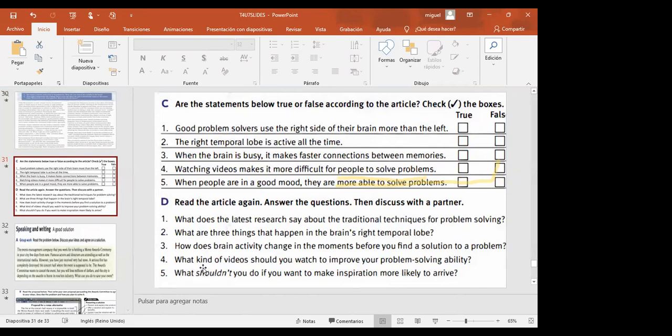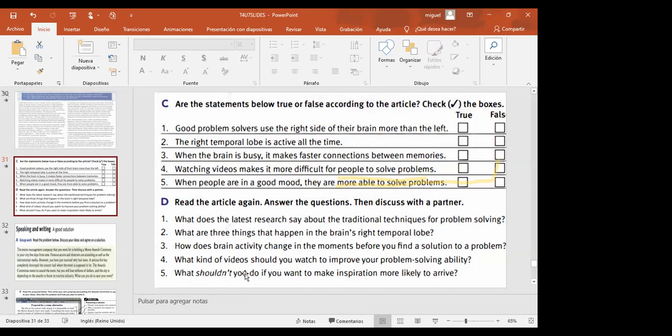Felix. Try to memorize the pronunciation of this word. You always say kind. I say kind or I say kind. You said king. What kind of videos should you watch to improve your problem solving ability? I remember say kind. Okay. Say kind. Good.